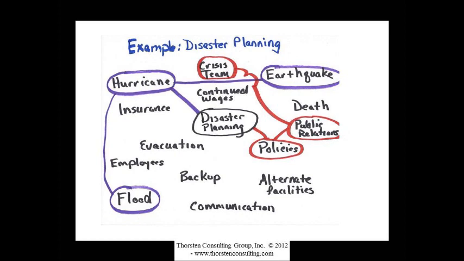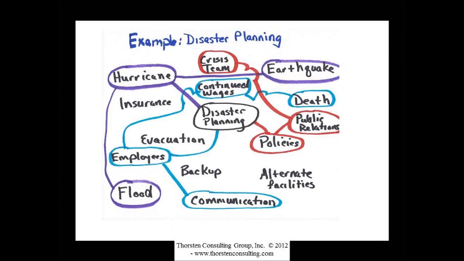What I do in the first one is I link related words, and you can see with the first color, purple, I have linked words such as flood, hurricane, and earthquake. I have also drawn a line from that grouping to the disaster planning, the center of the sheet. The next color that I've chosen is red, and you will see that I've linked the crisis team with public relations and policies together, and then connected that back to the disaster planning center circle.